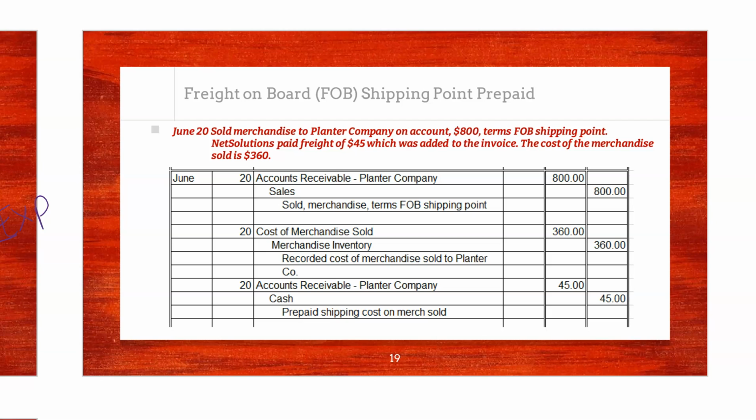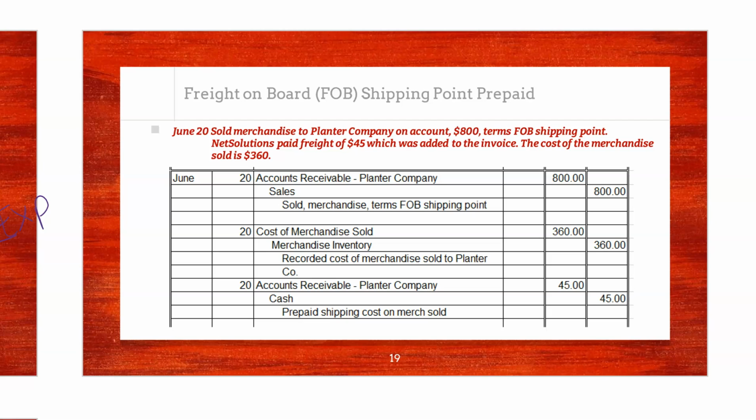So we're still thinking in sales. We are not picking up the cost of the shipping. The buyer is picking up the cost of the shipping, but we are paying it up front for them. So we sold merchandise to Planter Company on account, $800, terms FOB shipping point. Net Solutions paid freight of $45, which was added to the invoice. The cost of the merchandise sold is $360.